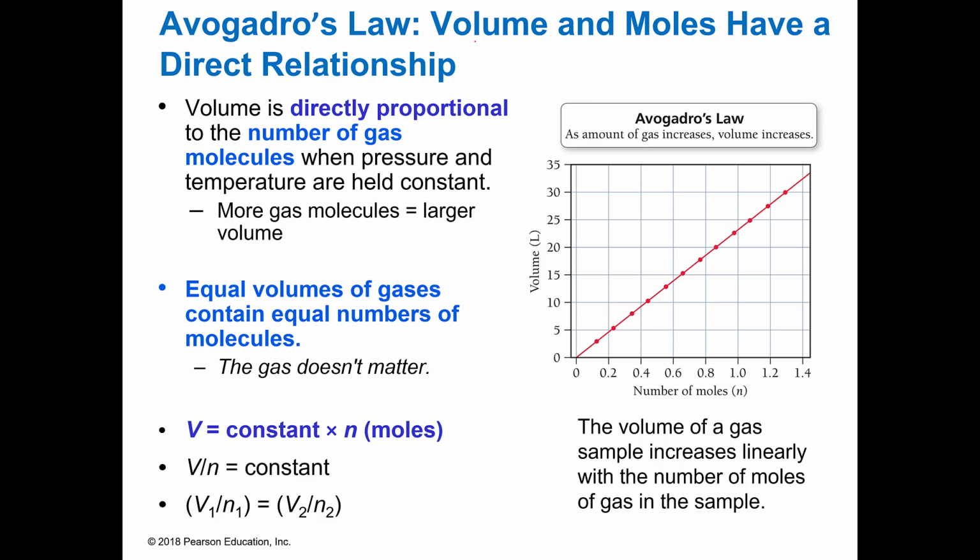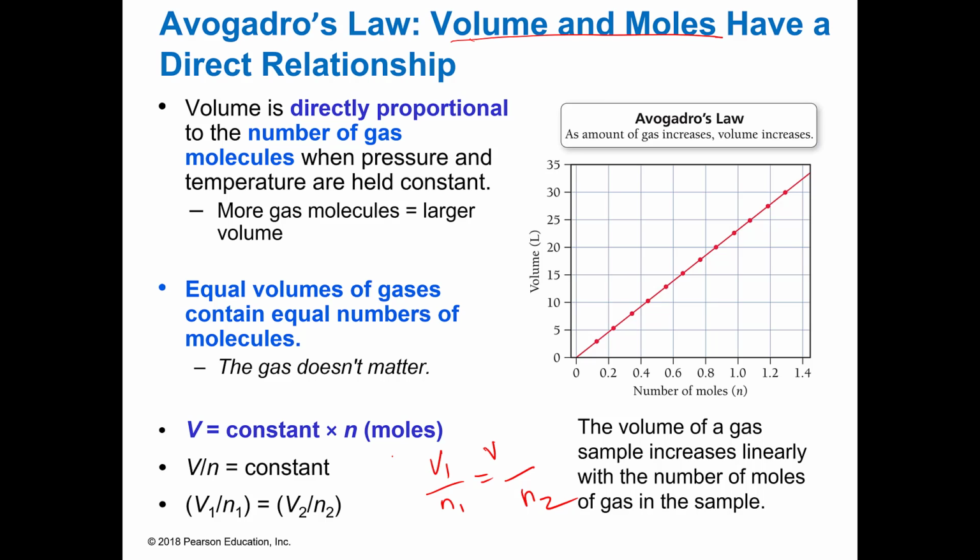Avogadro's Law states that volume and moles have a direct relationship. So that is that if you increase one, you increase the other. And so this one is similar when you do calculations to Charles' law, which is temperature and volume. So V1 over N1 equals V2 over N2. So that's how this one works, okay? Equal volumes of gases contain the equal number of molecules. It doesn't matter what gas it is.